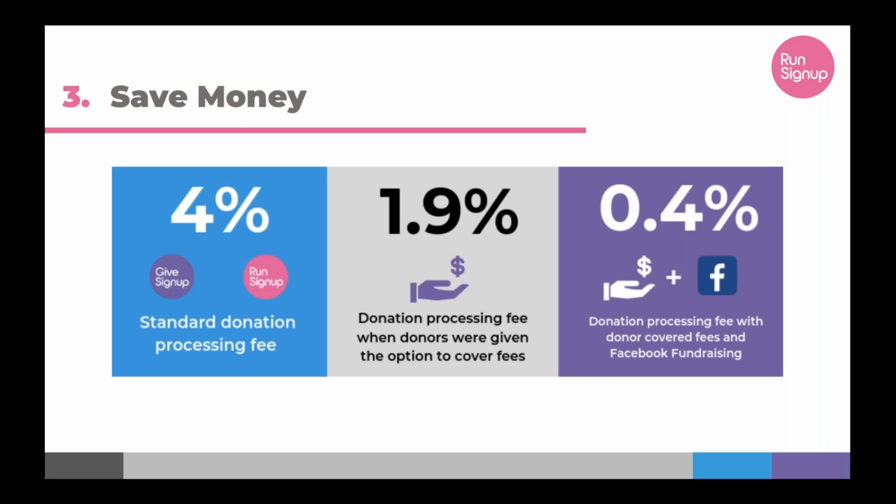And when that option is enabled, we've seen the processing fee lower from about 4% to 1.9%. The most incredible thing is that the combination of enabling donor-covered fees and Facebook fundraising is that that donation processing fee lowers even more. So as an example, Marine Corps Marathon, who's been our first early adopter of Facebook fundraising, has lowered their processing fee to actually 0.4% on about $250,000 of donations. So they've only paid about $950 in processing fees for that many donations.